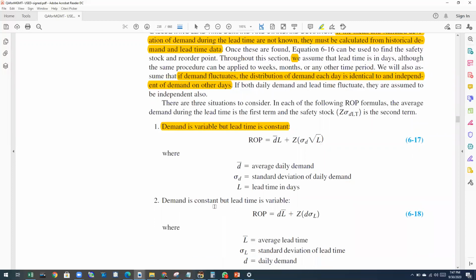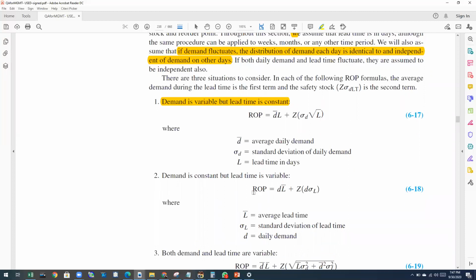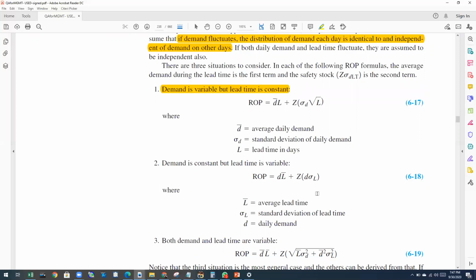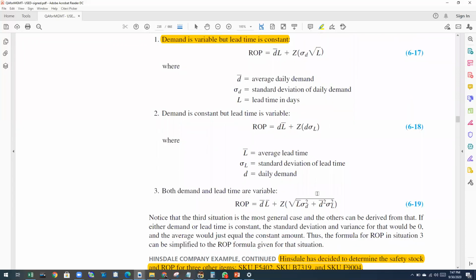When the demand is constant but the lead time varies, sometimes it takes longer, sometimes shorter, then our formula is going to be the demand, which is constant, multiplied by average lead time, plus Z multiplied by the demand multiplied by the standard deviation of lead time.